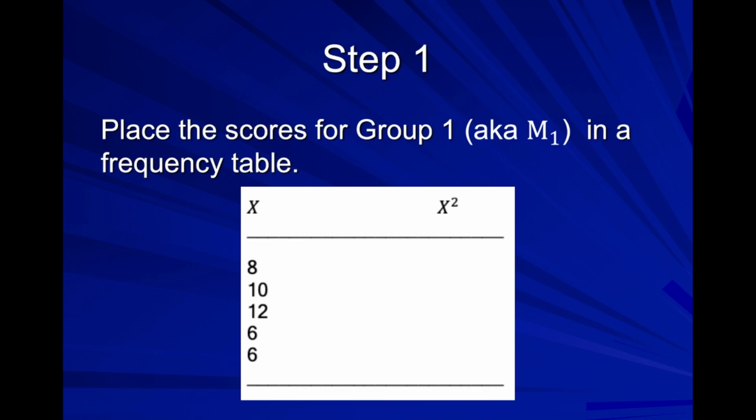And what you want to do here is make sure that you have a column for x and then a column for x squared. You could just do this with pen or pencil. So step 1 is just organizing.